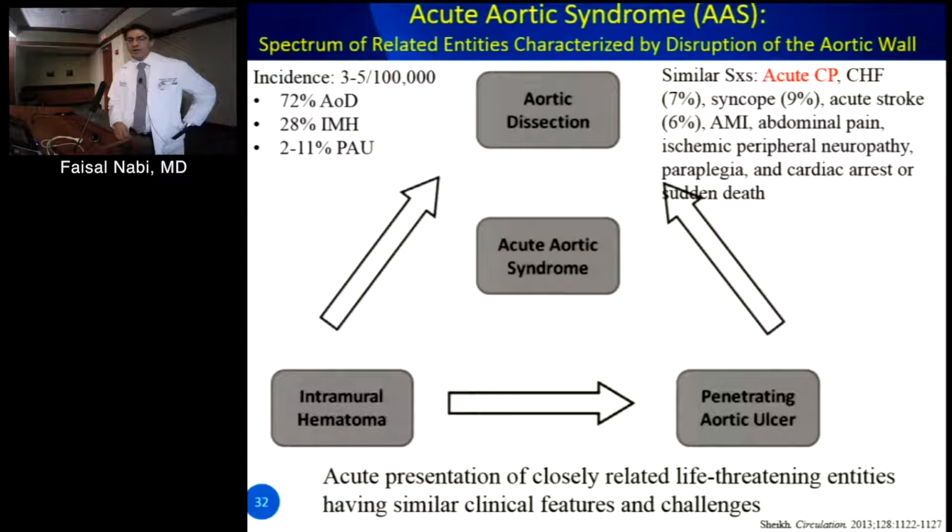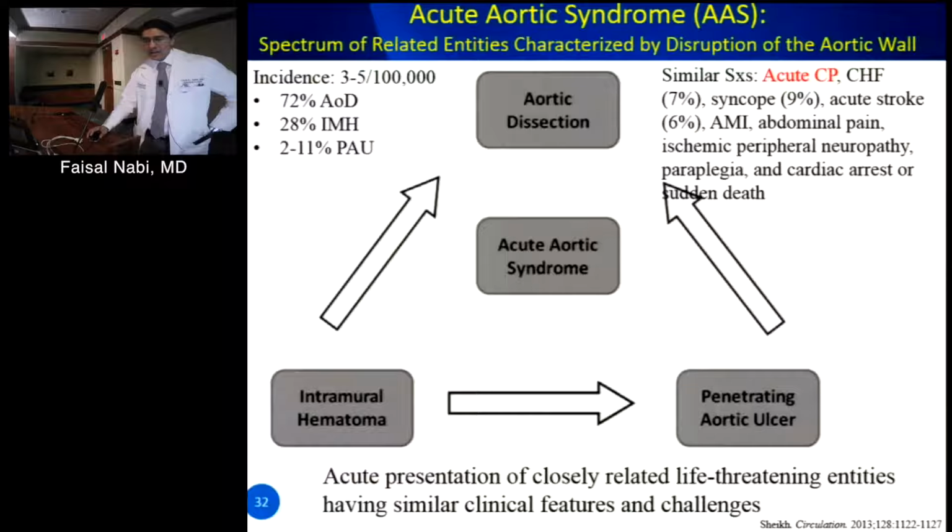Most common symptom is acute chest pain. However, because you're potentially involving branches of the aortic tree, you can present with all sorts of symptoms, including neurological symptoms, syncope, acute stroke symptoms, acute myocardial infarction, abdominal pain, peripheral neuropathies, paraplegia, cardiac arrest, and sudden death if they have cardiac tamponade. So it's really a full spectrum. We really should think of aortic diseases when we see catastrophic illnesses in our patients.